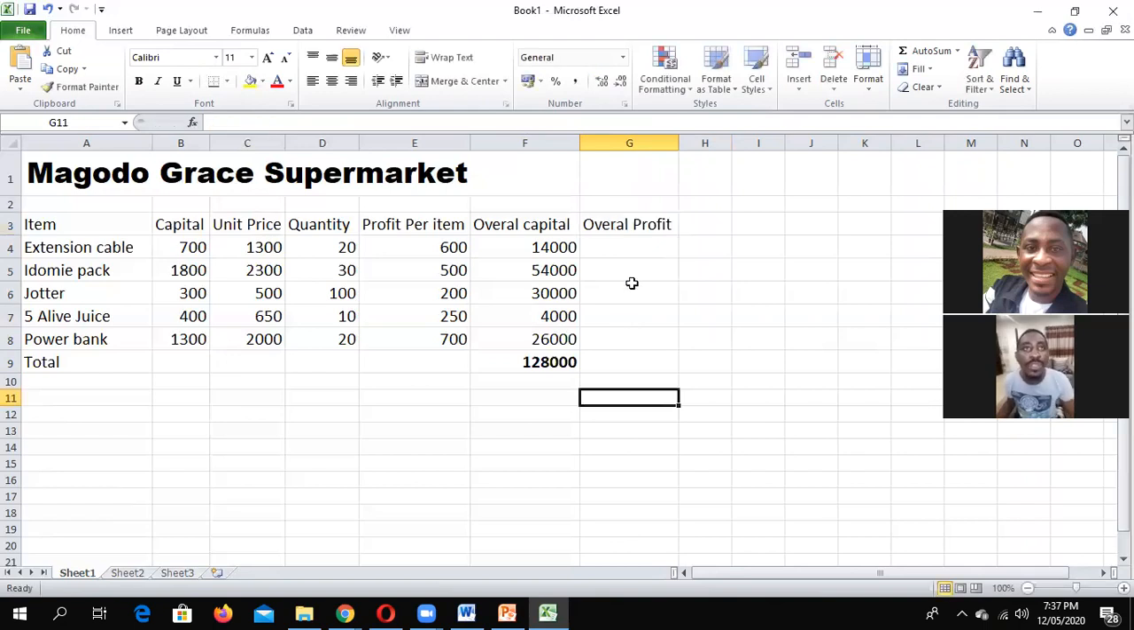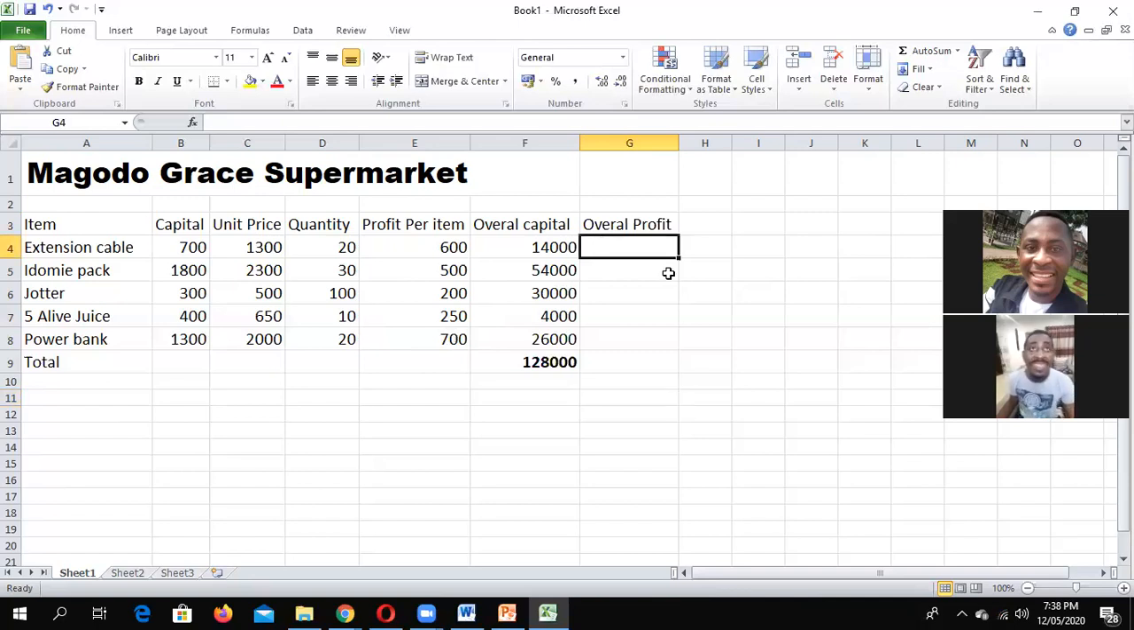All we need to do is this: this is their profit per item, so we now multiply this profit by the quantity sold. They made 600 on 1 unit of extension cable, but they sold 20. They made 500 on 1 unit of Indomie pack, but they sold 30. They made 200 on 1 unit of Five Alive, but they sold 100. They made profit on power bank, but they sold 20.